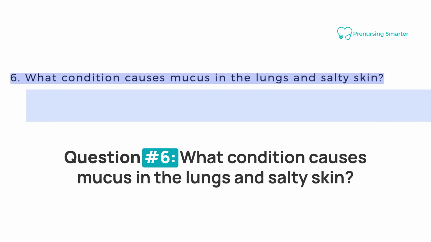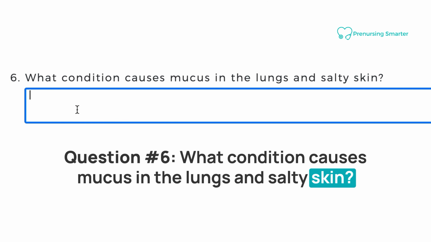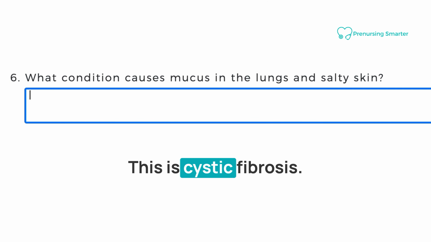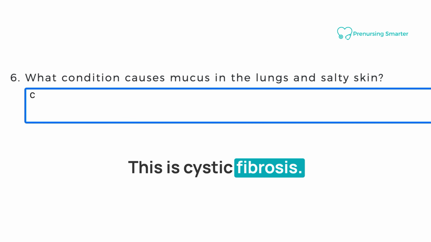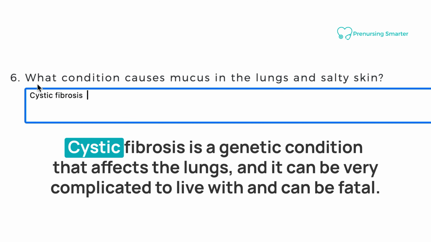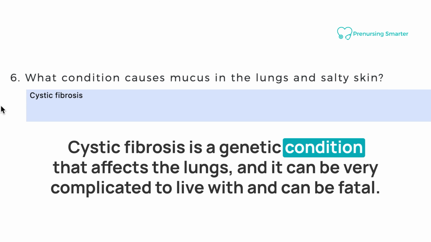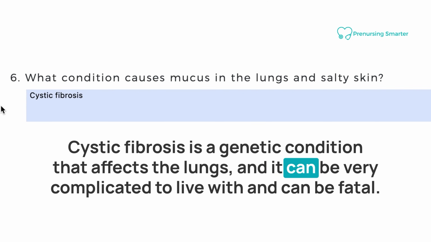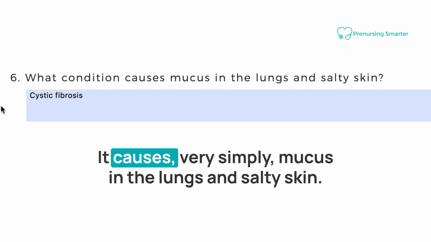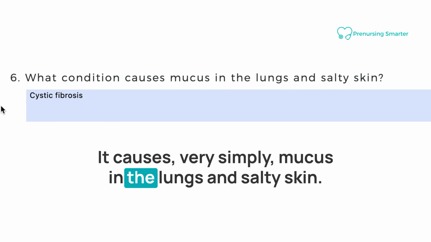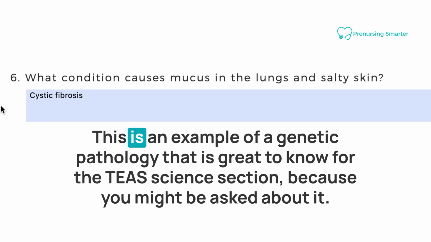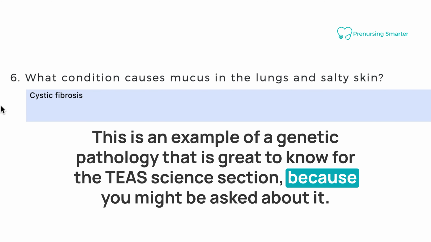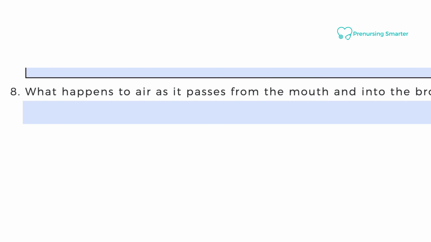Question number 6. What condition causes mucus in the lungs and salty skin? This is cystic fibrosis. Cystic fibrosis is a genetic condition that affects the lungs, and it can be very complicating to live with and can be fatal. It causes, very simply, mucus in the lungs and salty skin. This is an example of a genetic pathology that is great to know for the TEAS Science section because you might be asked about it.